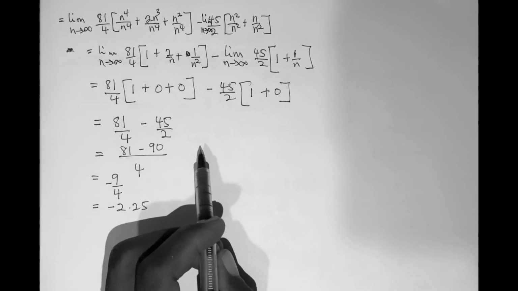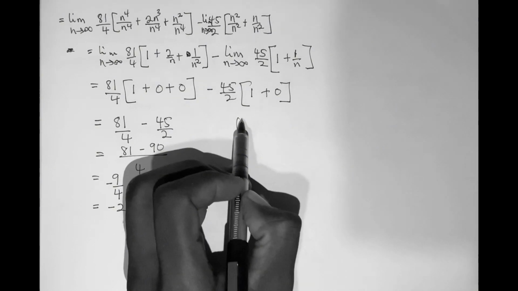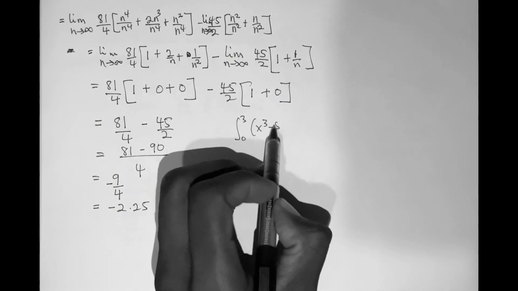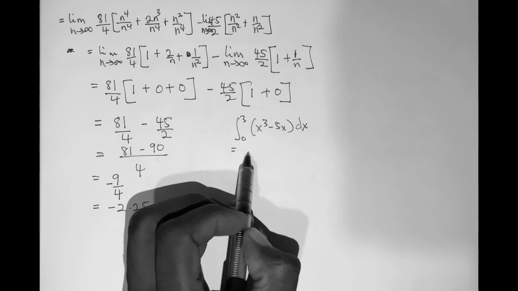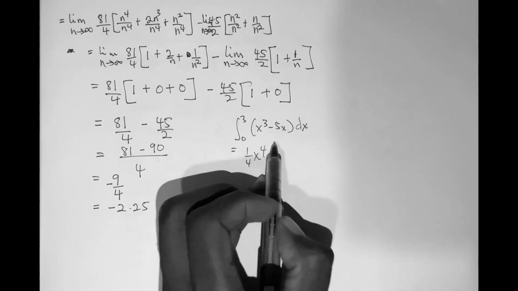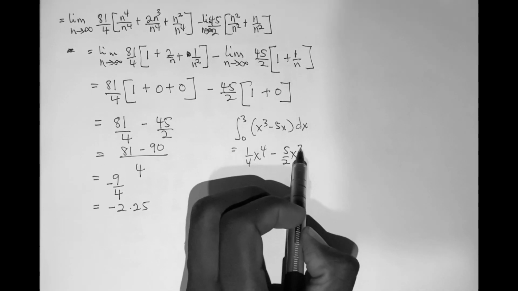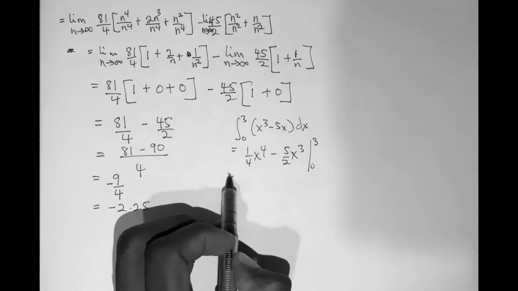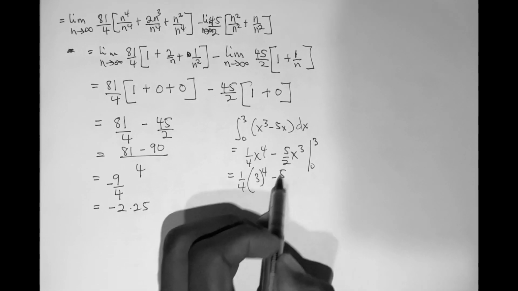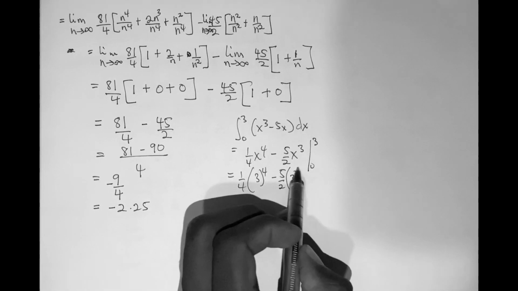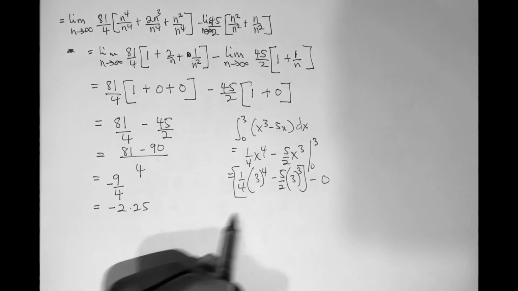Now, we could also use the ordinary integral to compare the result. So this is the integral from 0 to 3 of x cubed minus 5x dx. So this is equal to, if you integrate x cubed, you get 1 over 4 x exponent 4, minus, if you integrate 5x, it becomes 5 over 2 x exponent 2, evaluated from 0 to 3. So this is equal to 1 over 4 times 3 exponent 4 minus 5 over 2 times 3 exponent 2. All of this minus 0, because if you put 0 here, it will throw out 0.